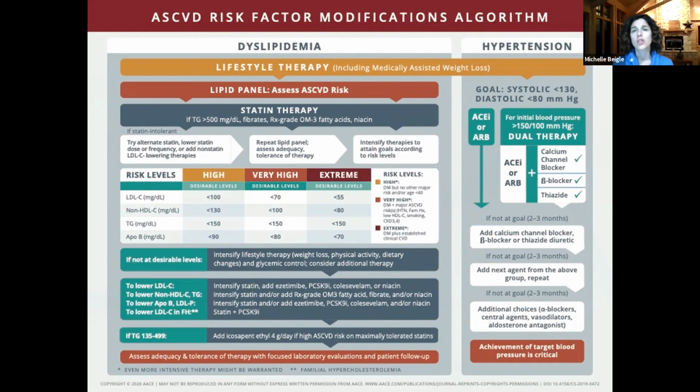The goal for blood pressure in a diabetic patient is also not the same as in a non-diabetic patient. The JNC 8 and the AACE both do recommend that we keep tighter blood pressure control in a diabetic patient with a goal of less than 130/80.